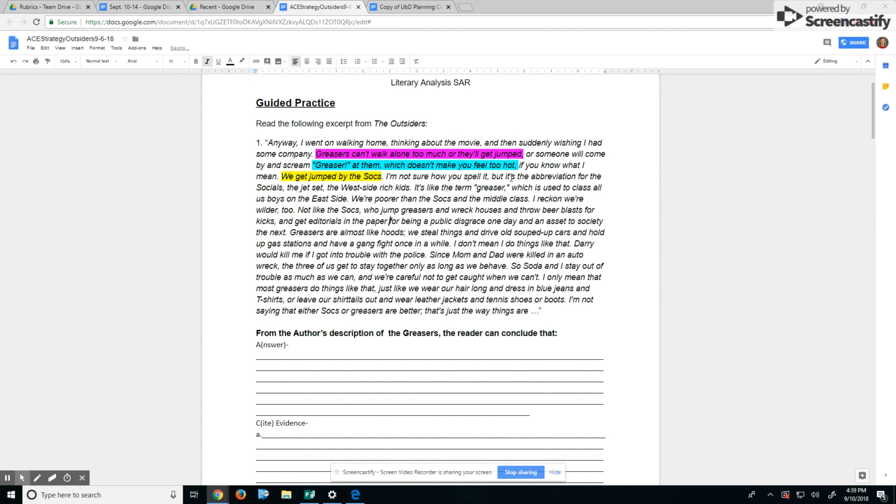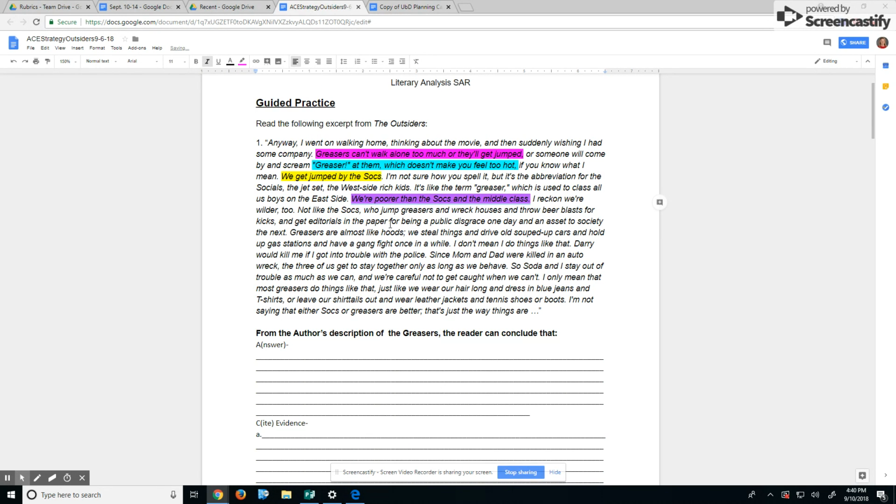"It's like the term greaser, which is used to class all us boys on the east side. We're poorer than the socials in the middle class." So here's another detail that might describe them and give us a conclusion. They're poor compared to others, even the middle class. That tells us that in the class system they're lower class, because you have your upper, your middle, and your lower. So we'll go ahead and highlight that.